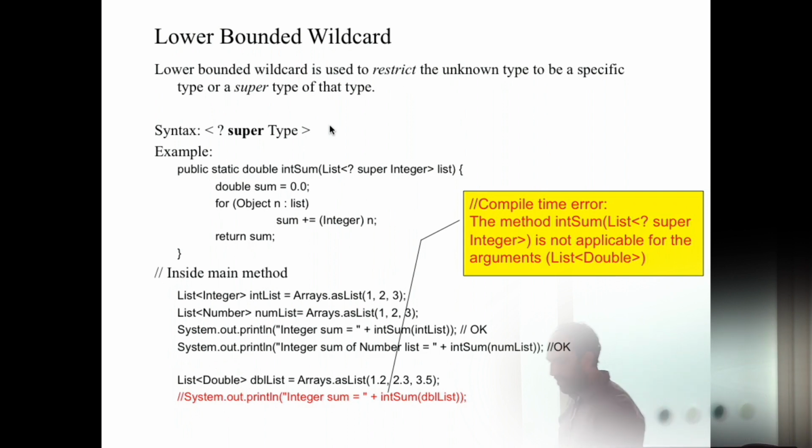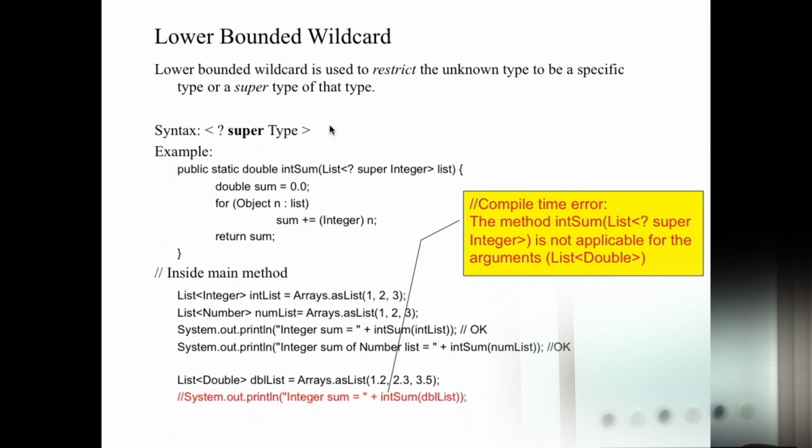And then we have a third type, lower bounded. We have an upper bound where we specify that the argument for the parameter could be either a type or its subtypes. But if you want the other way around, then you can use the lower bounded with the keyword super. It says that the type parameter could be of the type or its supertypes, but not the subtypes.